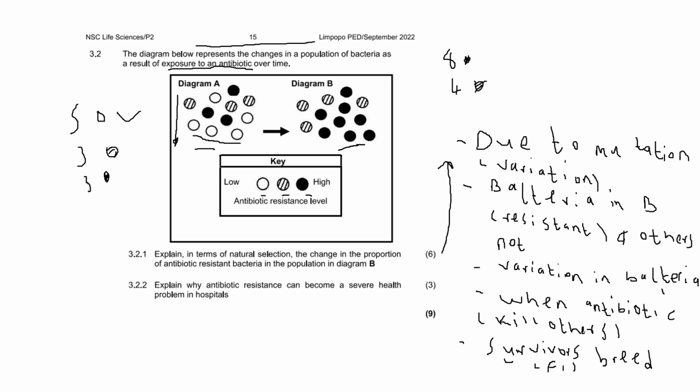3.2.2 Explain why antibiotic resistance can become a severe strain to the hospital. Remember, you can't use the one we're using if all bacteria are resistant to it. You need to form a new one. So they need to do a lot of new trials and a lot of money must be used, because the one that is used now is no longer relevant. That should be the first point: they must develop new antibiotics, which will cost a lot of money.